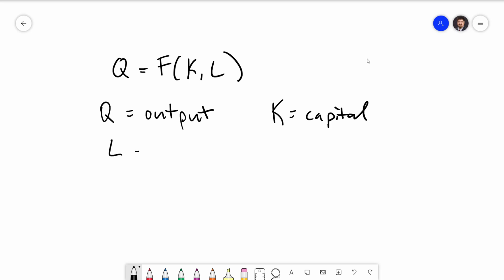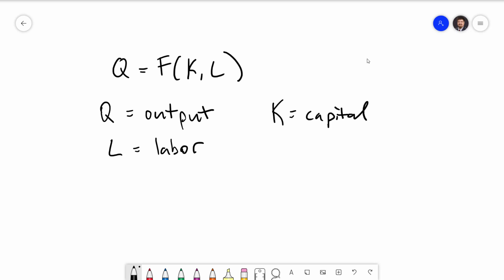Finally, L is labor. Both capital and labor are used in the production of output, so we call those our inputs. It's possible to have a much more complex production function with more than two inputs, but we're going to stick with two just to make sure that we can actually do the math. The lessons that we learn from production functions with just two inputs can be applied to more complex functions as well.